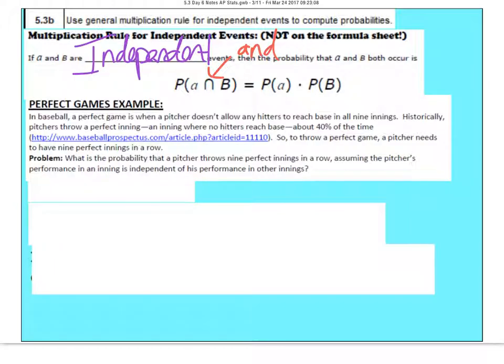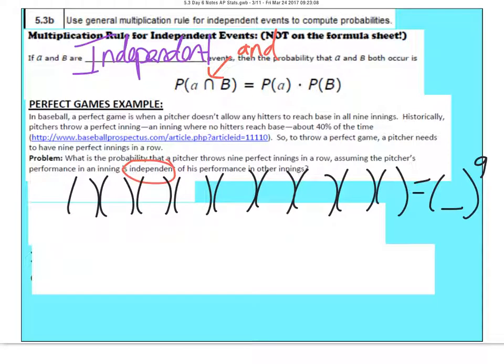So that means from the first to the 9th inning, your performance on the first one will not impact any of the others and vice versa. So because they're independent, what you're trying to find is the probability of inning 1 and inning 2 and 3 and 4, 5 and 6 and 7 and 8 and 9. What you're going to notice, it's going to be the same number. So it's going to be something to the 9th power in this case.